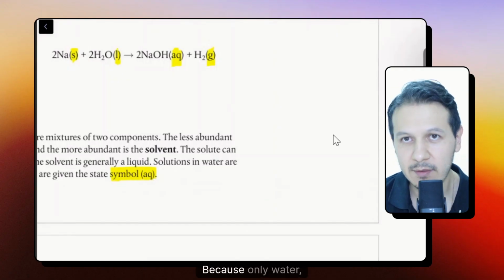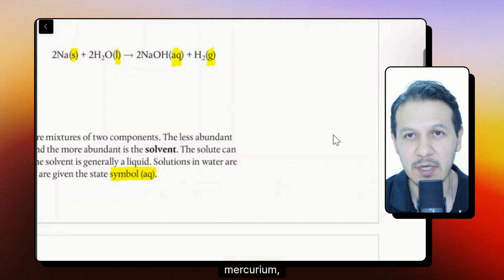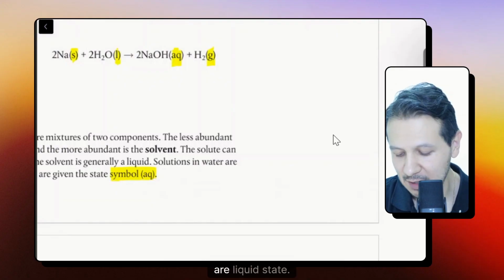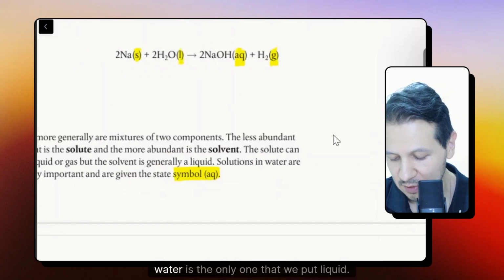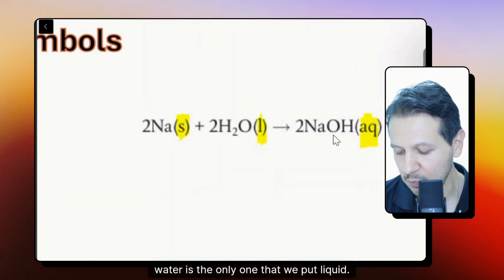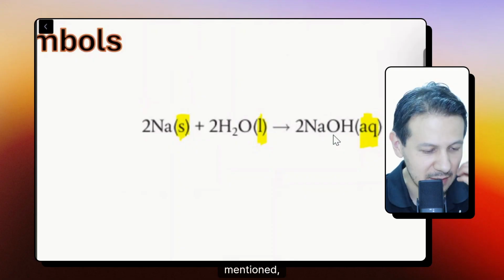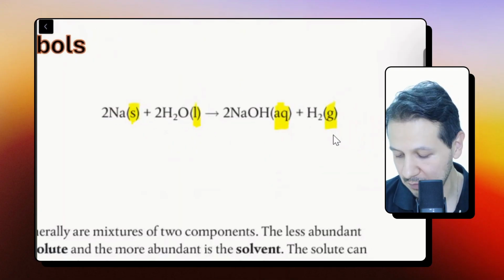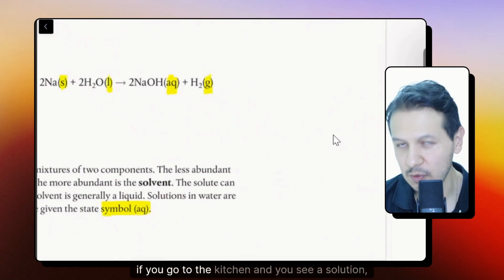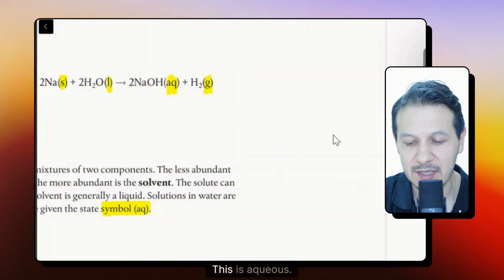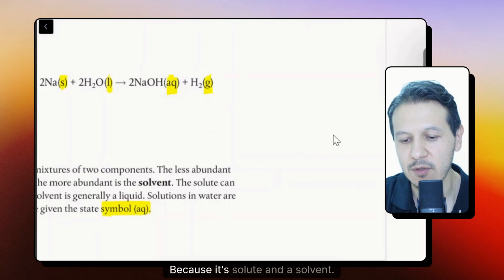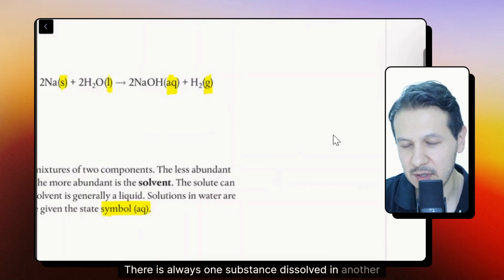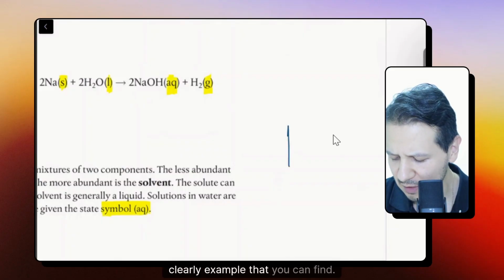I could say that all the liquids around us are aqueous. Why? Because only water, mercury and bromine, as pure substances in the liquid state, are liquid. If you see, water is the only one that we mark as liquid, and as I mentioned, mercury and bromine are also liquids. But if you go to the kitchen and you see a solution, this is aqueous. Why is it aqueous? Because it has a solute and a solvent. There is always one substance dissolved in another substance.